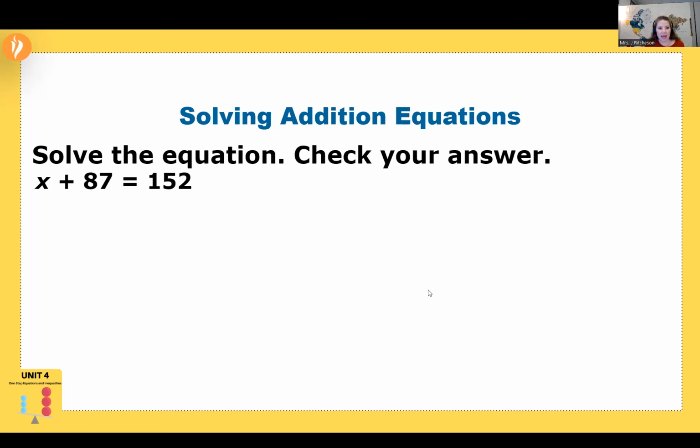All right, so here we have x plus 87 is equal to 152. The first thing you do is you find the variable and you see what's going on with the variable. Right now, the thing that's happening to x is it's being added. 87 is being added to it. So we're going to do the opposite operation. The opposite of plus 87 is minus 87. To keep our scale balanced, we must do that to both sides of our equal sign.